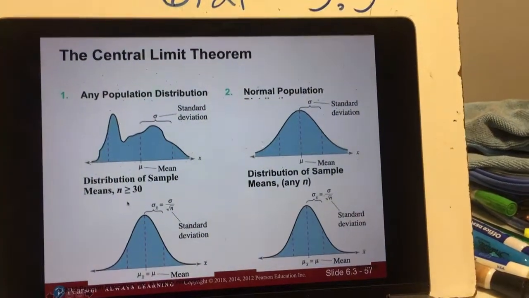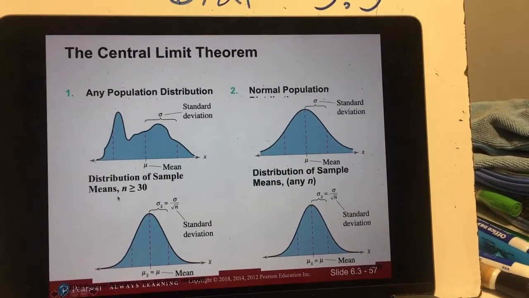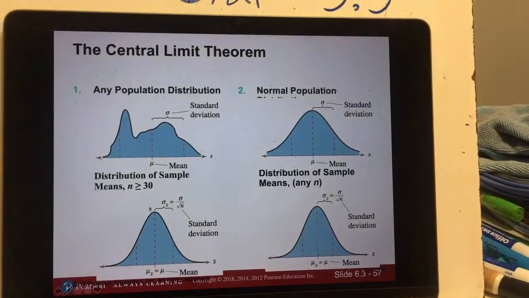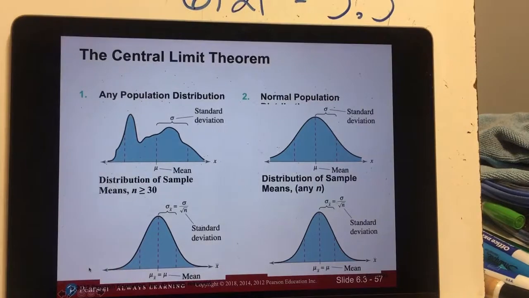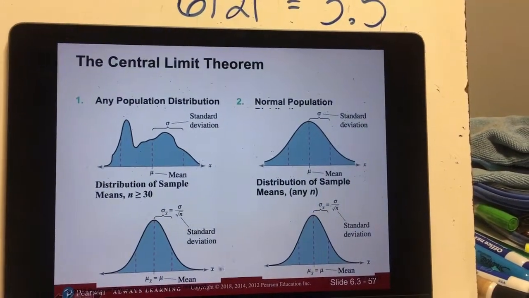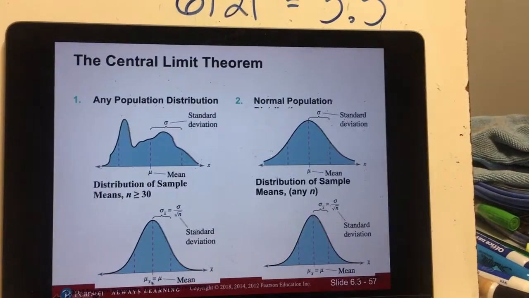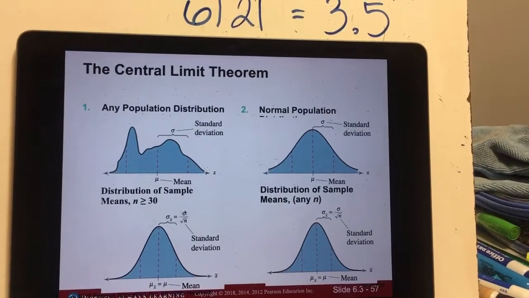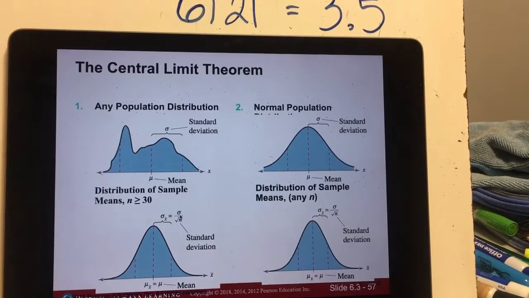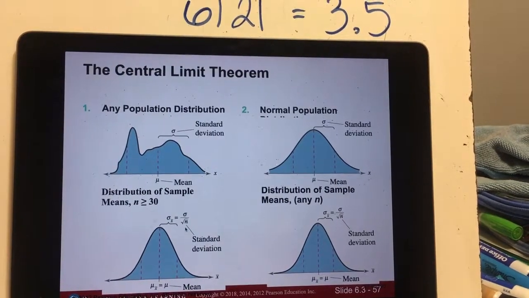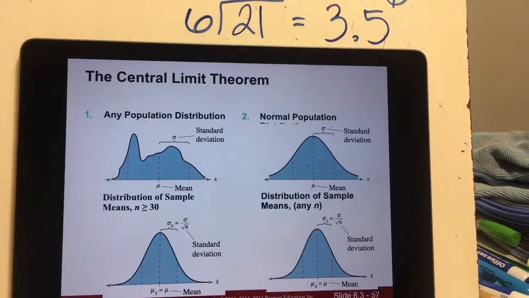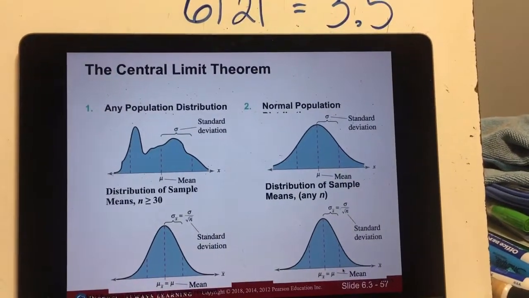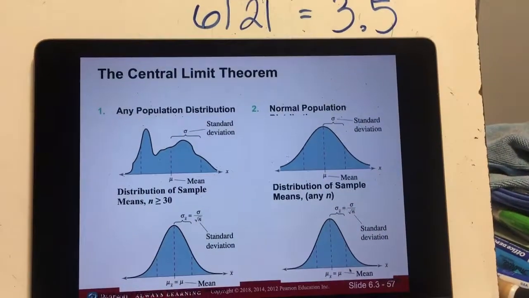So basically, no matter what the distribution looks like, if we have a large sample size greater than or equal to 30, the sampling distribution of the mean is going to approximate a normal curve. The mean of our x bars will be equal to our mean, and the standard deviation of our x bars will be equal to our population standard deviation divided by the square root of the sample size. And if we started with a normal population, the same is true. That is huge, and you're going to find out how huge it is as we go along.